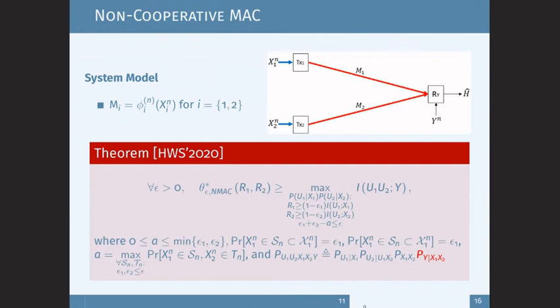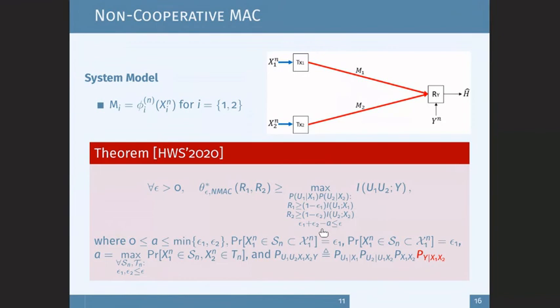Briefly here, our theorem shows that under the non-cooperative MAC, we cannot gain the same gain as in the cooperative MAC. We can see here the rates are boosted by 1 minus epsilon 1 and 1 minus epsilon 2, where epsilon 1 and epsilon 2 are both upper bounded by epsilon, and they are subject to this constraint. What does this constraint actually mean?